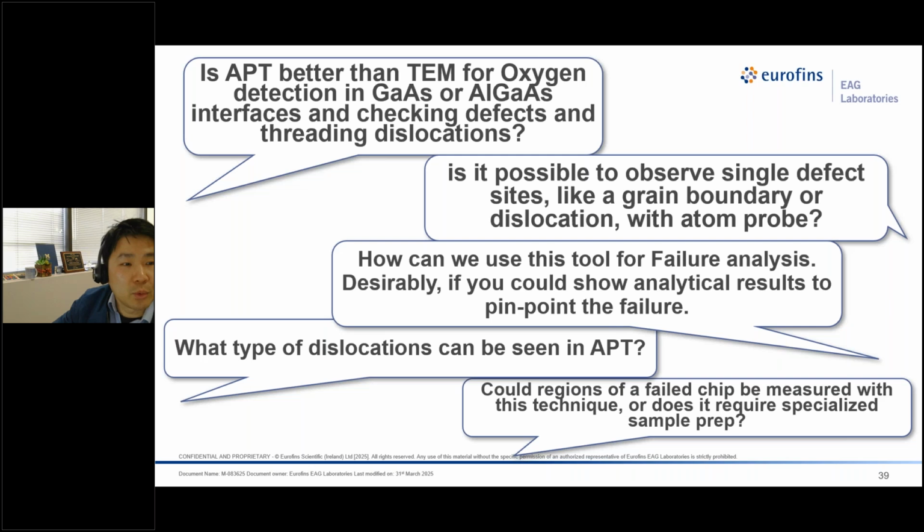So now let's move on to our last example. We received a lot of questions about analyzing defects. Some of them are related to failure analysis, like dislocations or defects that can cause leakage current that is detrimental to the device performance. So for this one, we're showing analysis of dislocations in a III-V material.